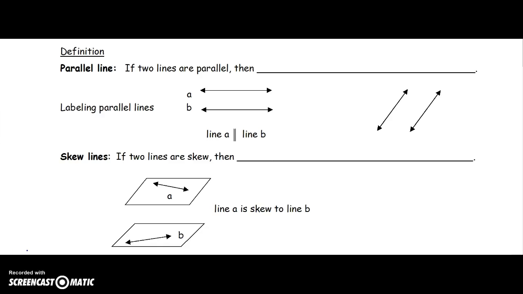This chapter is all about parallel lines and transversals. First, we need to go over some vocabulary in order to understand what we're going to be doing the rest of the chapter. A few things are self-explanatory, others need a little bit more explaining. The first one is a parallel line. The definition is, if two lines are parallel, then they do not intersect.